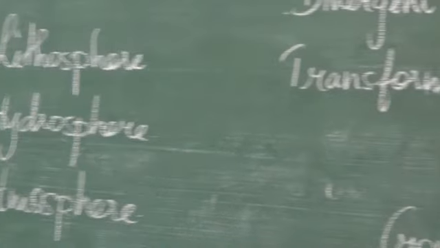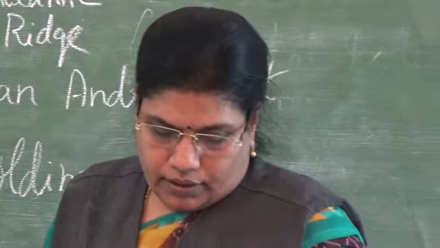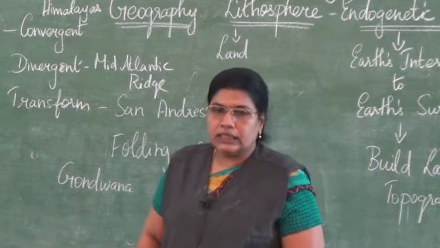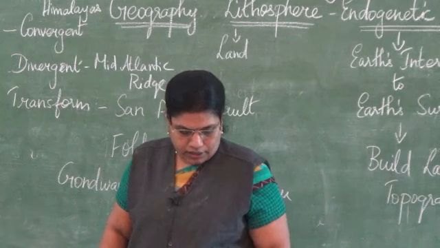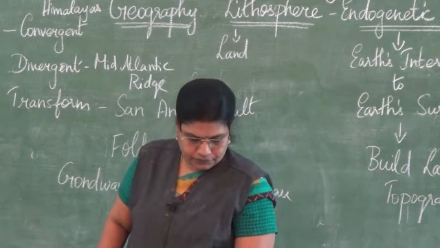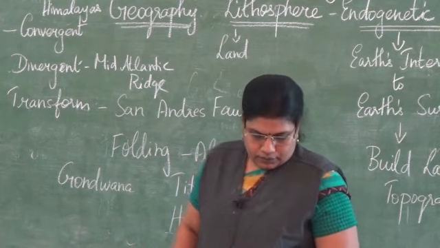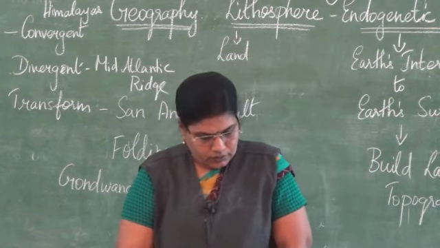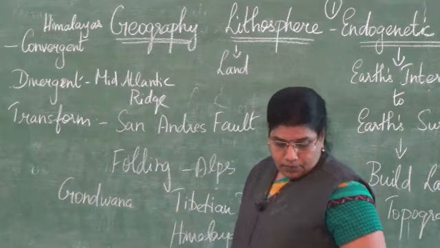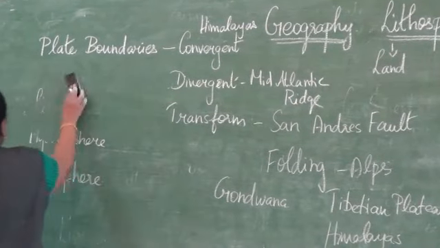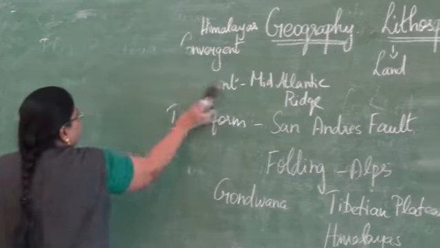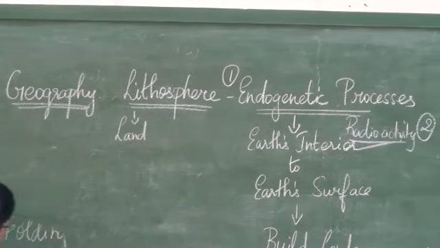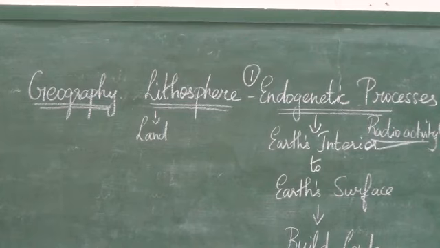Formation of rocks. Different formations are there, and there are beautiful, magnificent rock formations in India, like the Ajanta and the Ellora caves in Maharashtra. Next we are going to see the internal processes of the Earth. We have different processes that act from the interior of the Earth towards the surface.